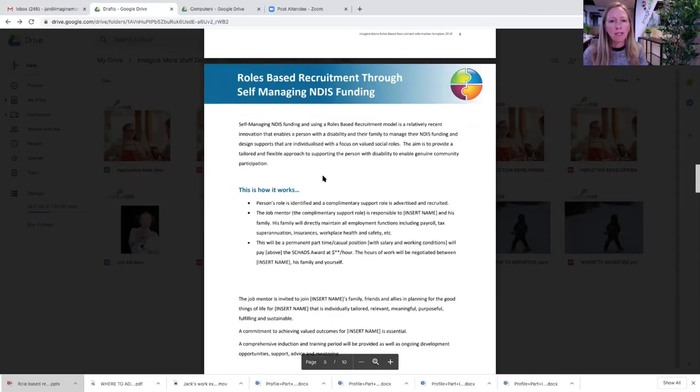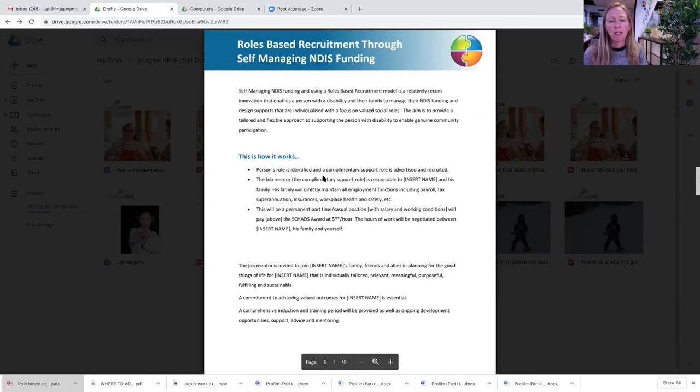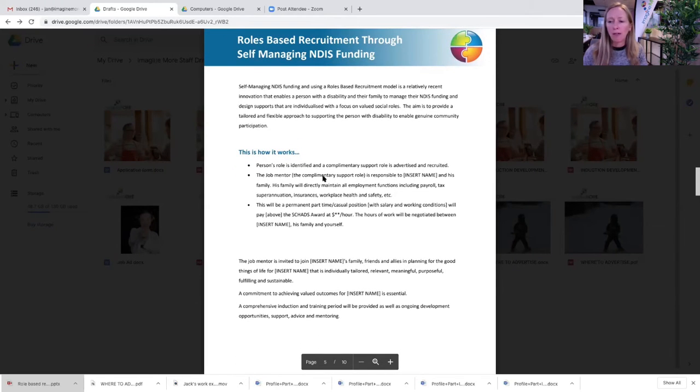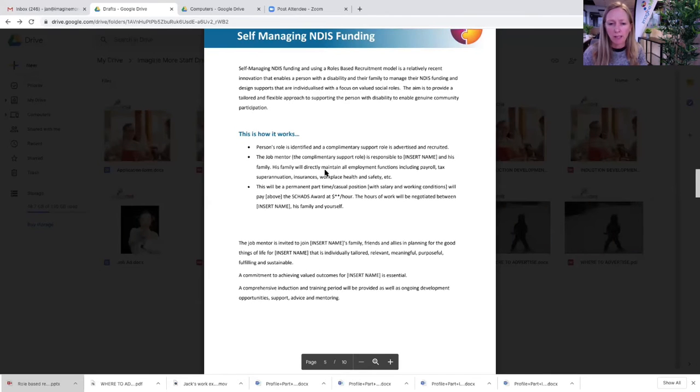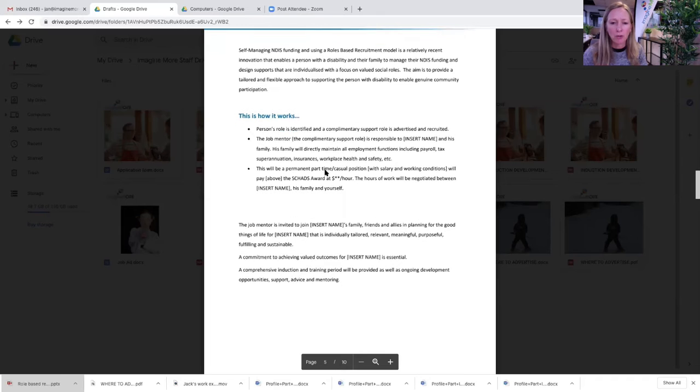So then it goes in here, it talks a bit about the setup of where this funding is coming from and what the SHADS award would be in the hourly rate if they're directly employing somebody. If you're using HireUp or something, you can pretty much just pull that out of here. You don't necessarily have to use it. But because we've directly employed people, that was really important to include.